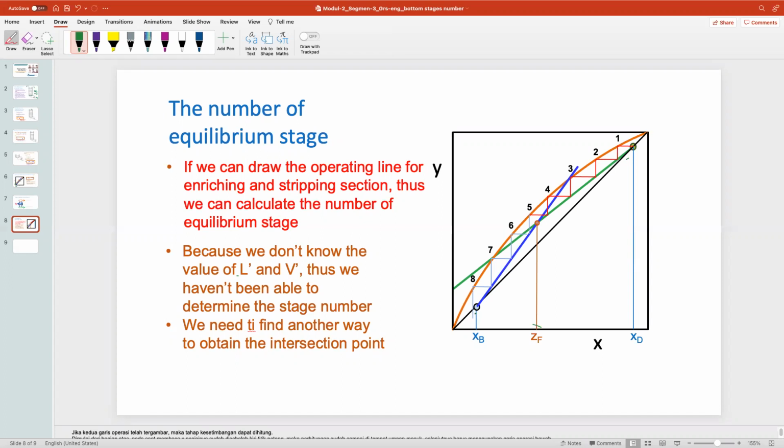Going a little bit behind XB is fine. What is not allowed is stopping before reaching XB. If you stop around here before XB, you have to add one more stage. It must not be short, it's fine to slightly overshoot. However, we don't know the values of L dash and V dash. We don't know this line, so we can't determine the stage number.